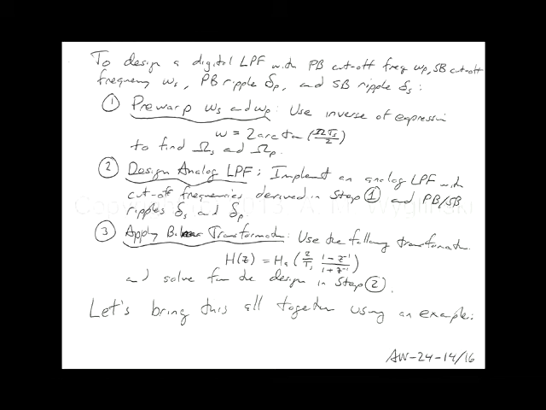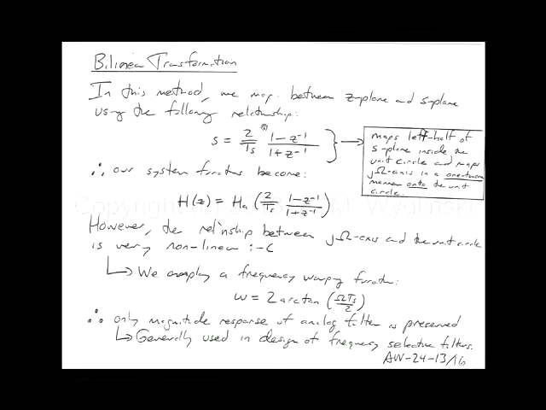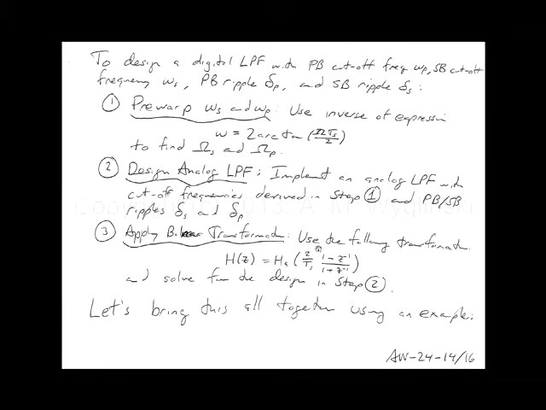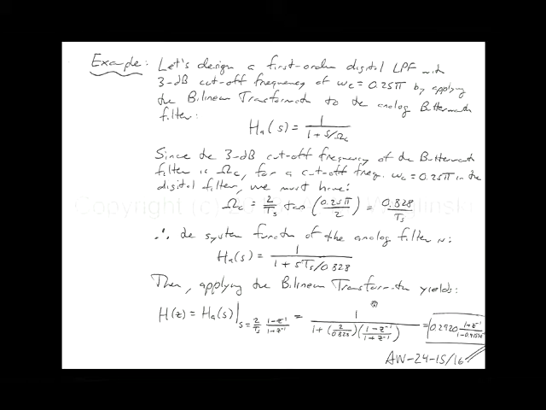Then you design your analog low-pass filter using those guys. You have your passband, stopband ripples. Then you go back and use that funky expression back here, this thing. You plug it into your system function, right? You take this guy, you plug it into H of S to get H of Z, and then you solve. So let's do a quick example together, all right?